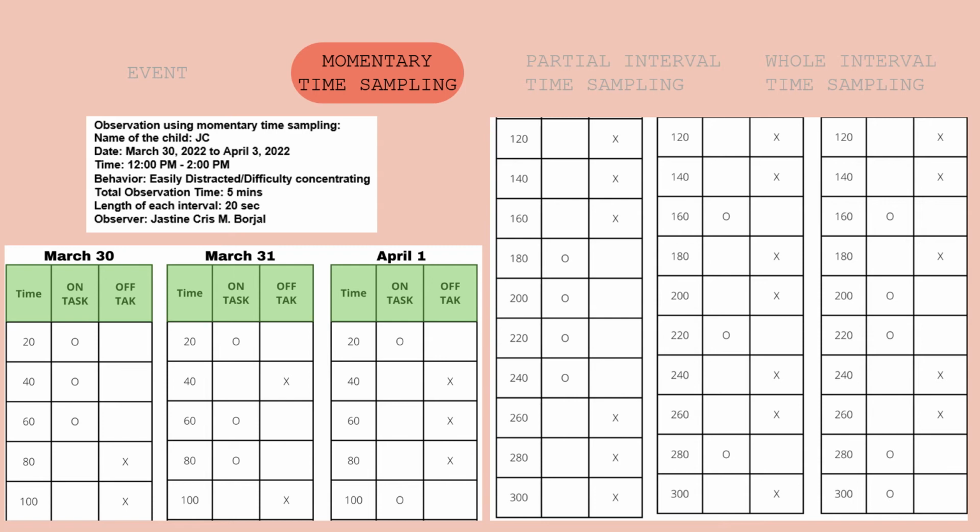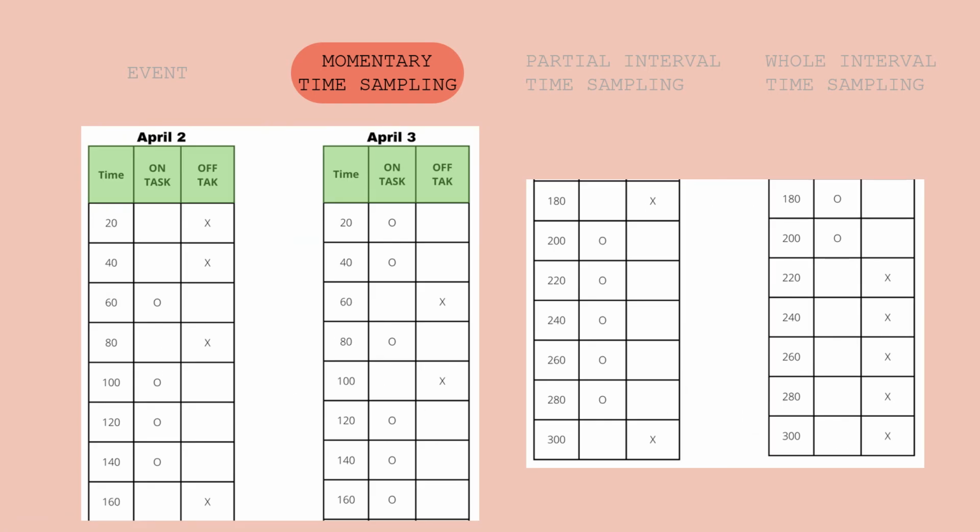March 31 has 6 on task, and the rest is off task. April 1 has 6 on task, and the rest is off task. April 2 has 9 on task, and the rest is off task. And the last day has 8 on task, and the rest is off task.